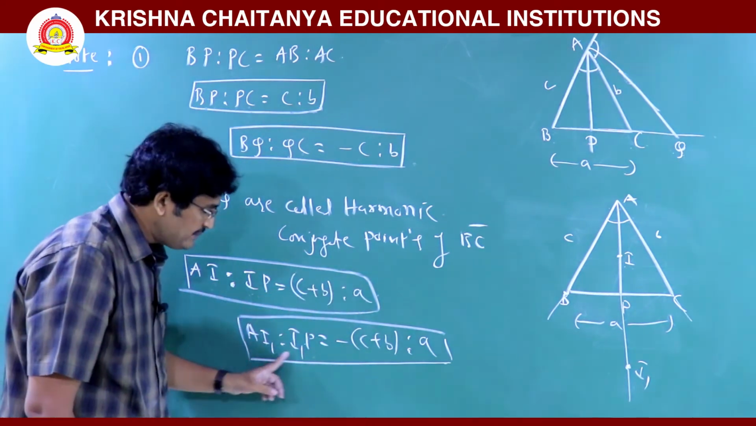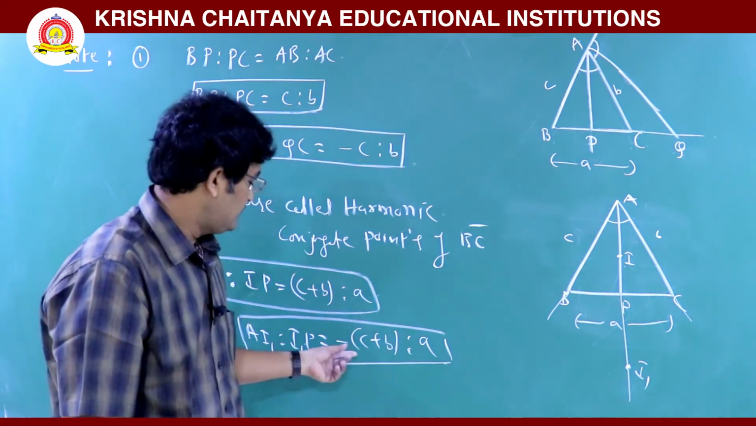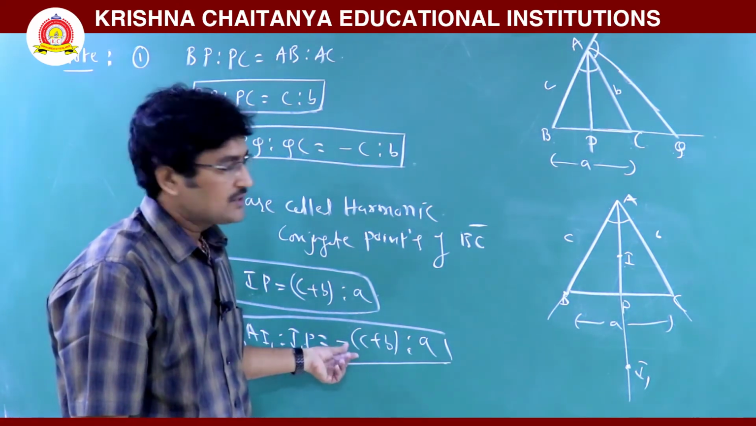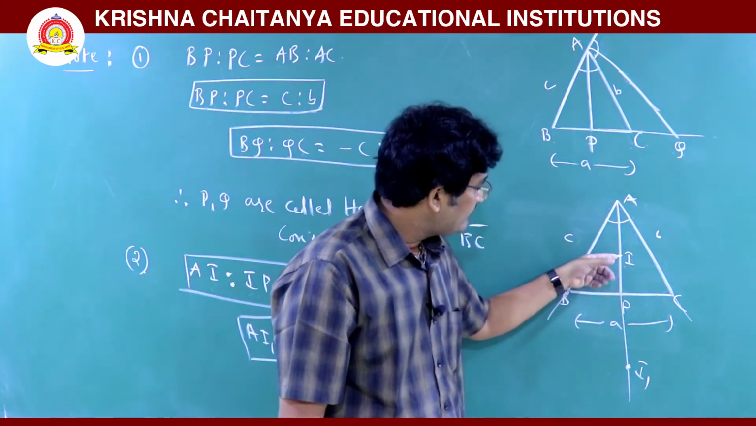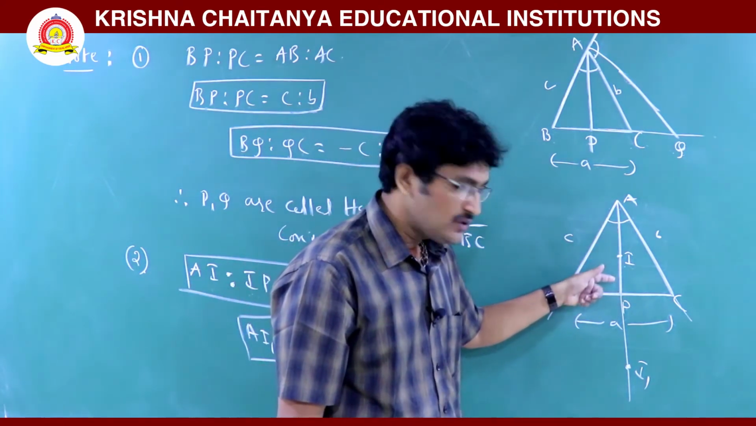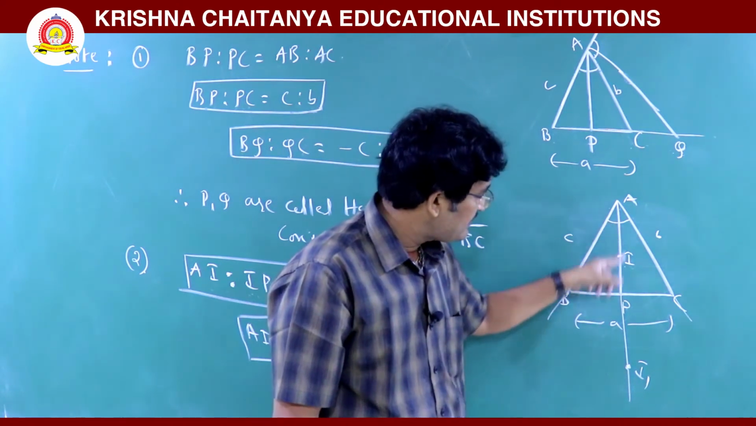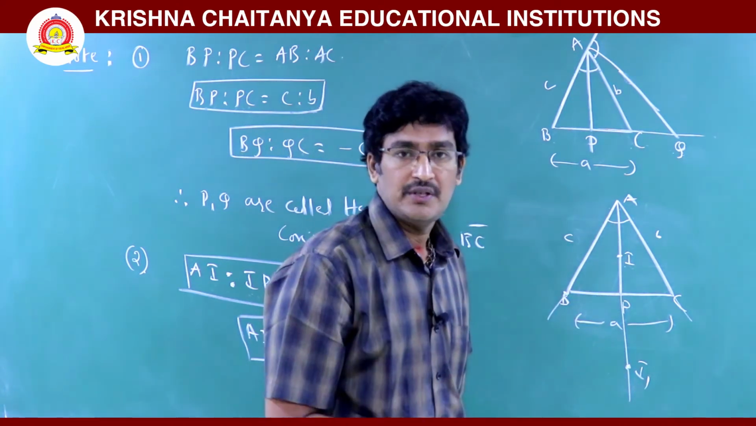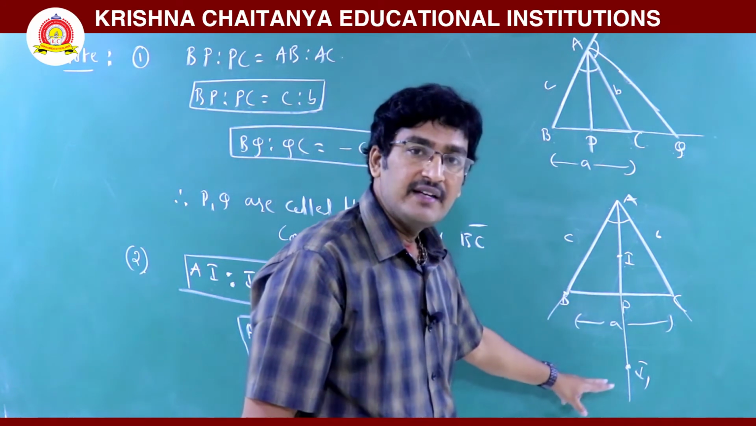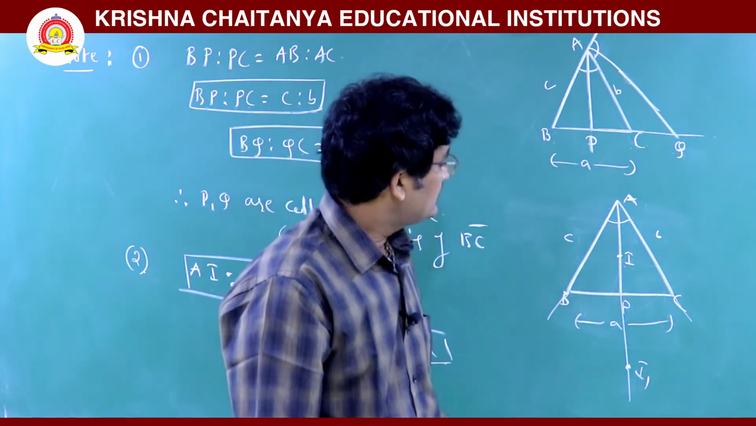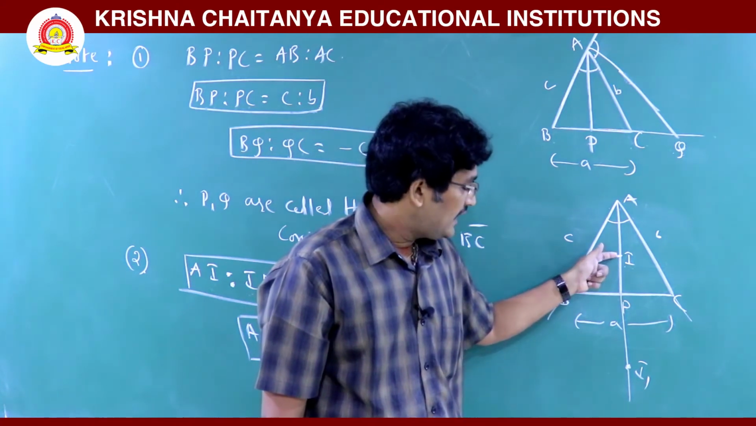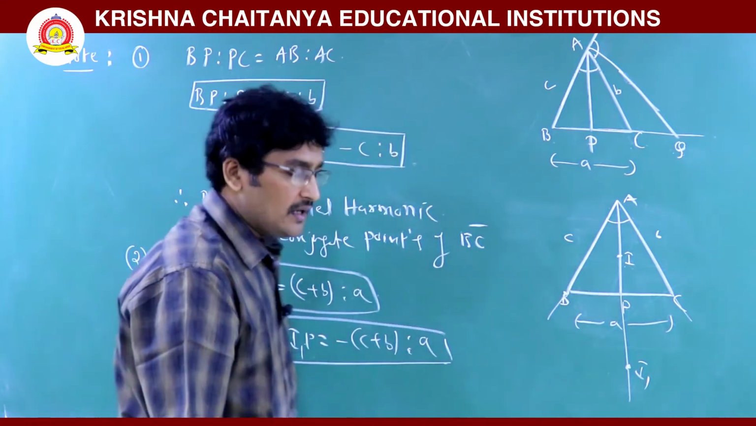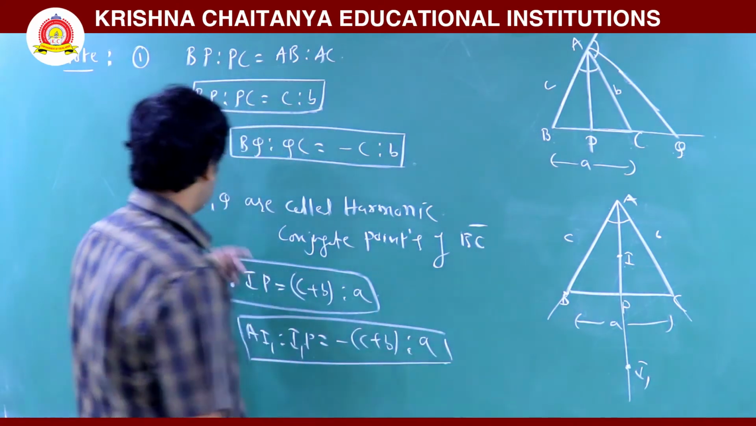I1 divides the same AP bar in the same ratio with negative sign. So what is the meaning? I, I1 lie along the line AP bar. I divides the AP bar in the ratio M is to N, then I1 divides the same AP bar in the ratio minus M is to N. I divides internally, I1 divides externally. So in that way, by the harmonic conjugate points definition, I and I1 are harmonic conjugate points of AP bar in the same way.